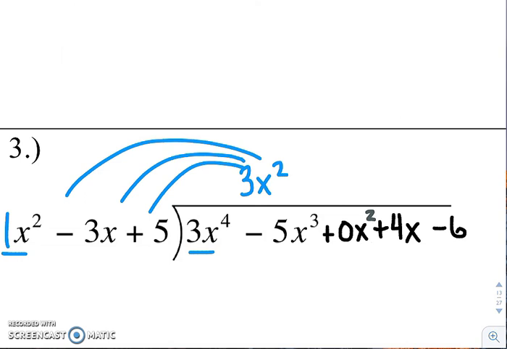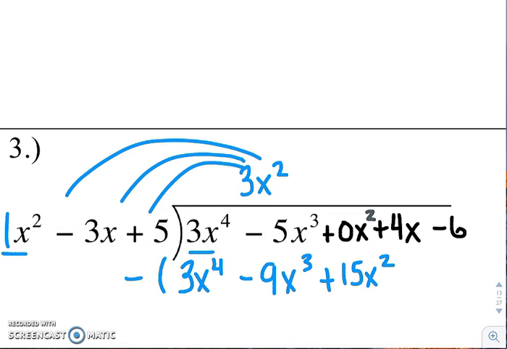So 3x squared times x squared is 3x to the fourth. 3x squared times negative 3x is negative 9x cubed. And 3x squared times 5x is 15x squared. So now we subtract the entire expression, which is why I put parentheses, remembering that the negative goes to all three of those terms.